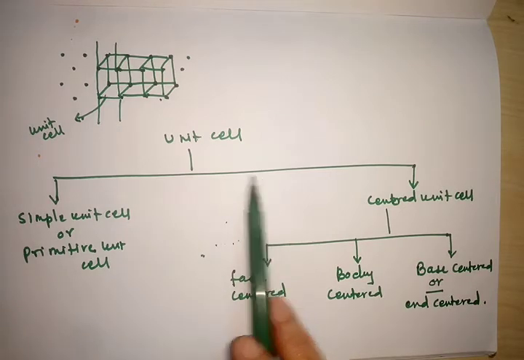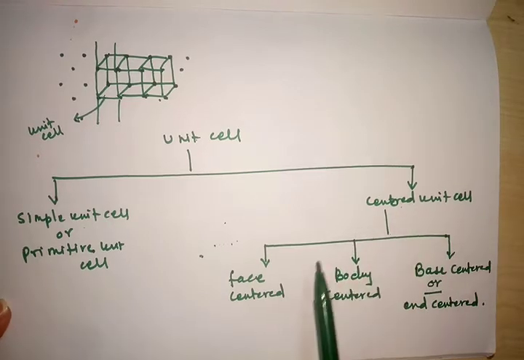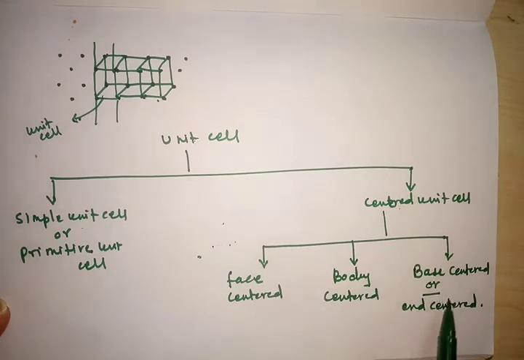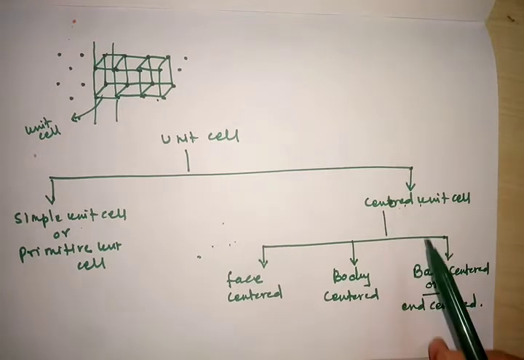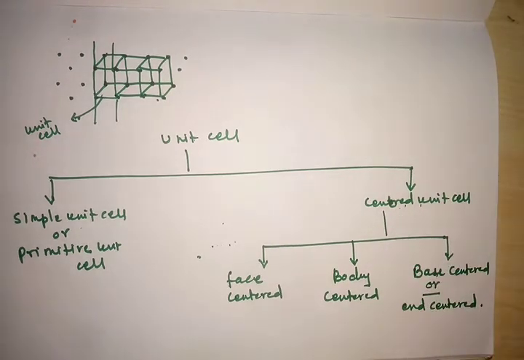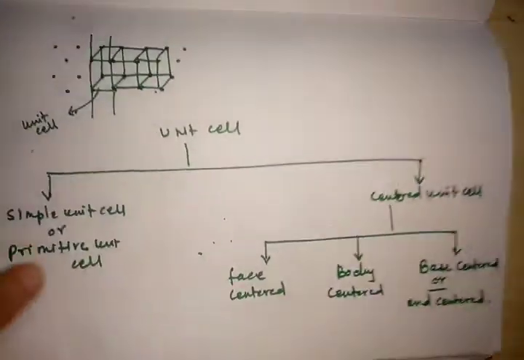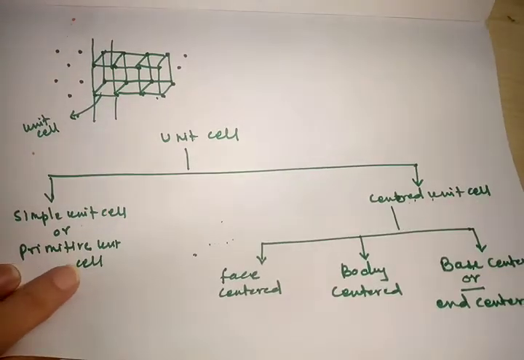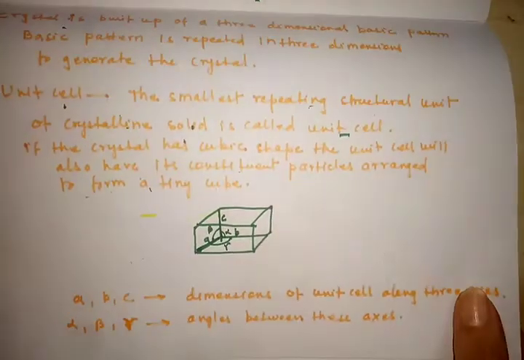So these are the different types of unit cell: simple unit cell or primitive unit cell. Centered unit cell can be further divided as face centered, body centered, and base centered or end centered. Centered means it has constituent particles located at the center of the unit cell, either at the body or at the faces. So this is about the different types of unit cells. We'll look at these one by one.